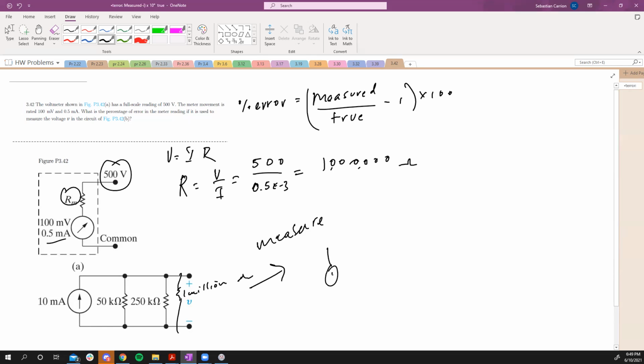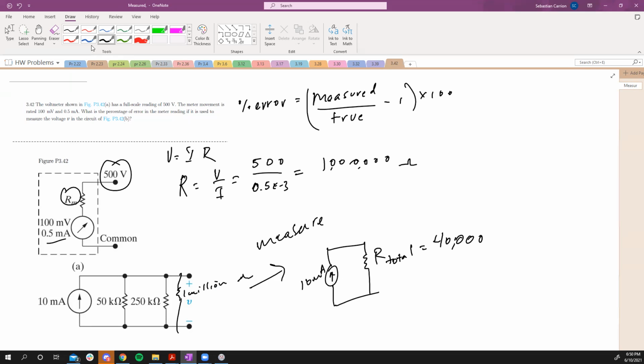I'm going to say this is our total. So we can just do that really quick. We can say 1 over a million plus 1 over 250,000 plus 1 over 50,000 is 40K, yeah, 40,000. So 40,000, and then we have a 10 milliamp.